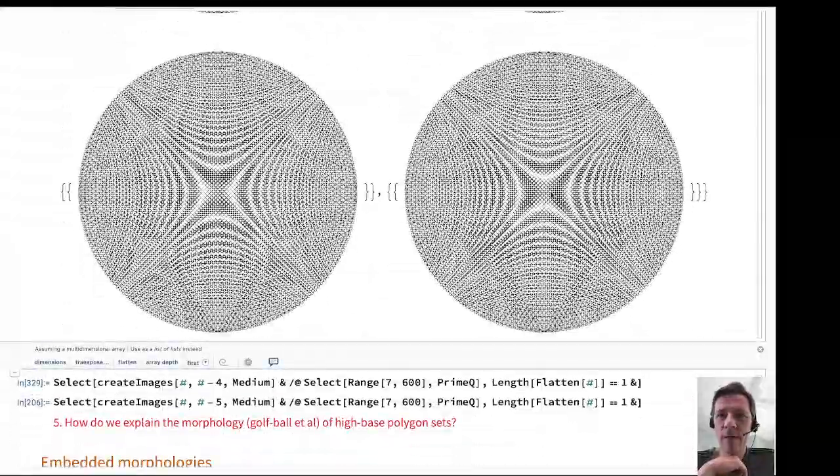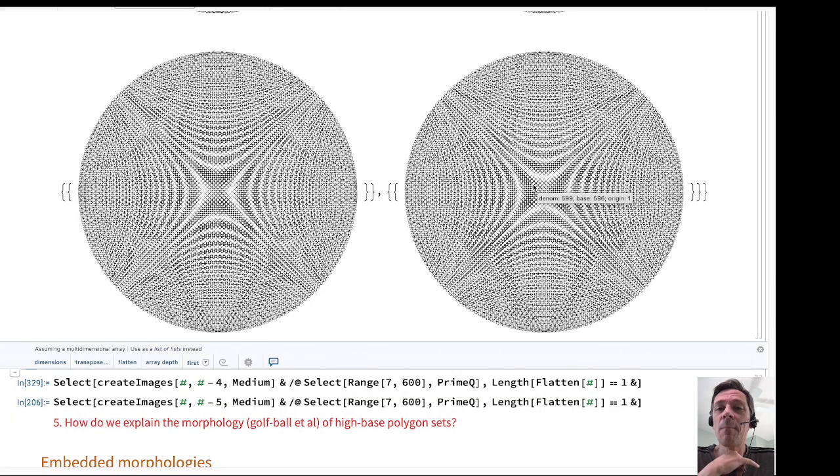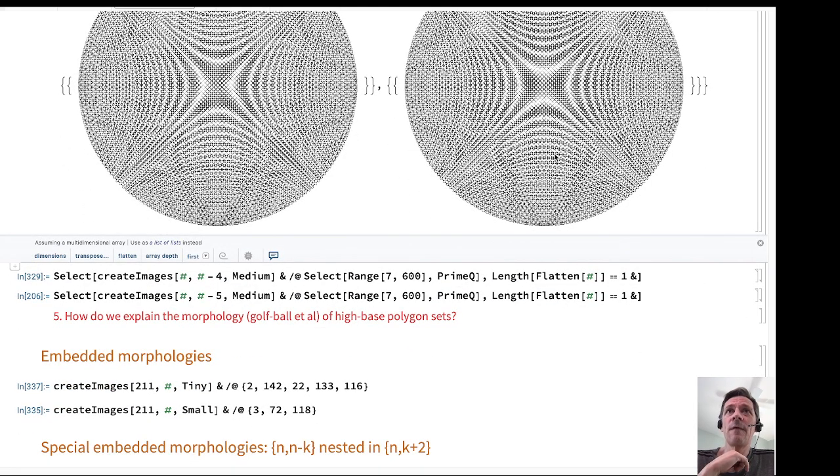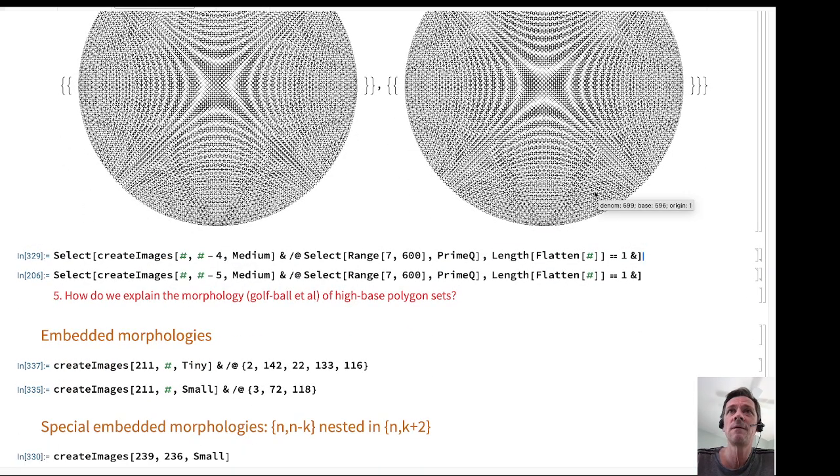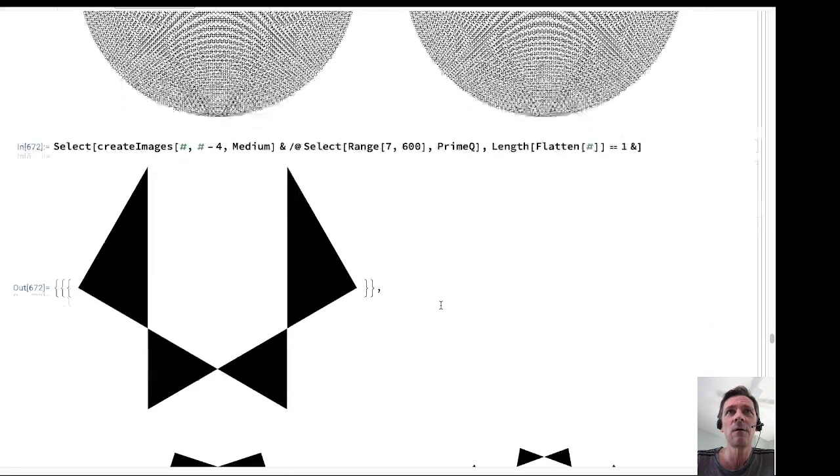The last one I have here, the denominator is 599, the base is 596. Before we had 599, 597. This is 599, 596. We get this 4-pointed star thing. So that was n comma n minus 3. This is n comma n minus 4. Again, I mistakenly re-evaluated it. It shouldn't take too long.